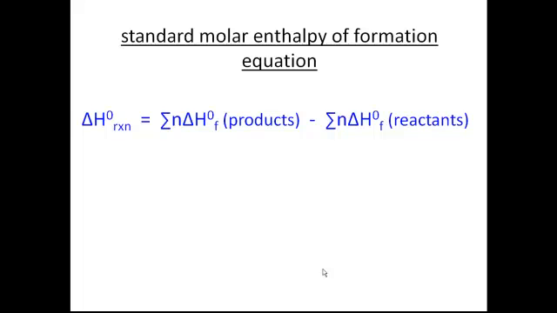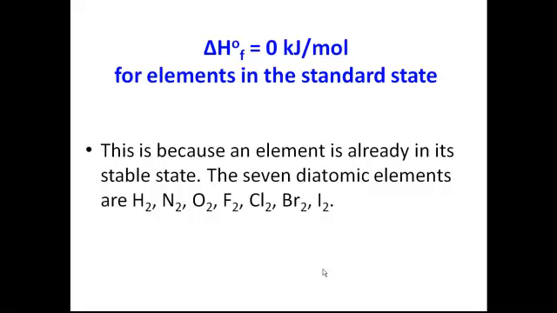You have to multiply the heats of formation of the products by the number of moles in a balanced equation. Again, enthalpy is an extensive property, so if you increase the amount of products you have, it's going to require more energy. Then we're going to subtract the sum of the enthalpy of formation of the reactants.